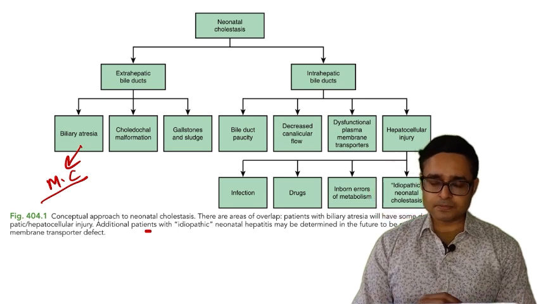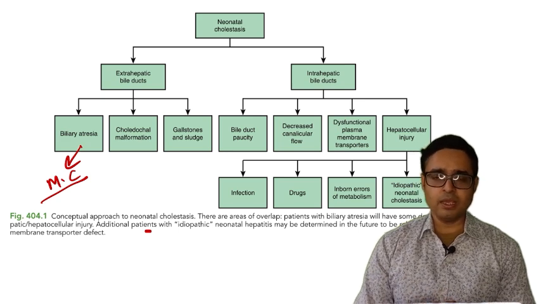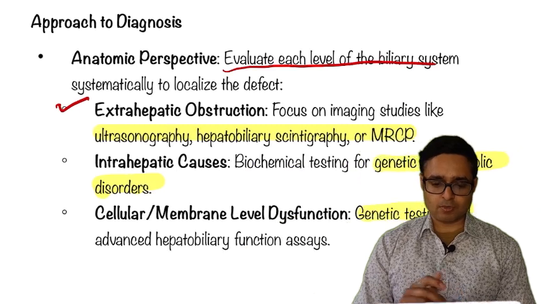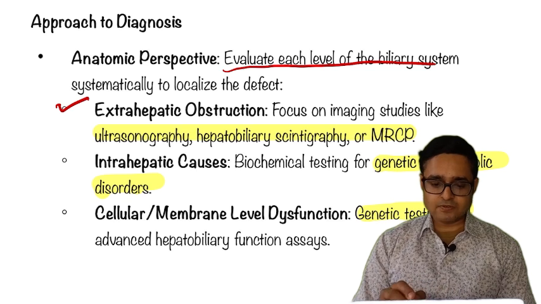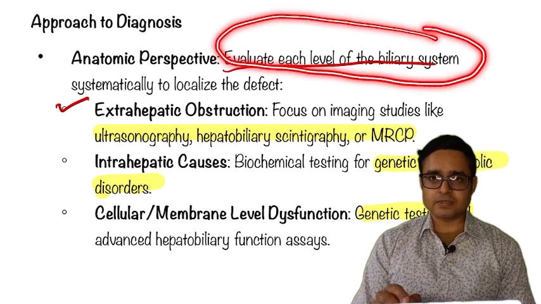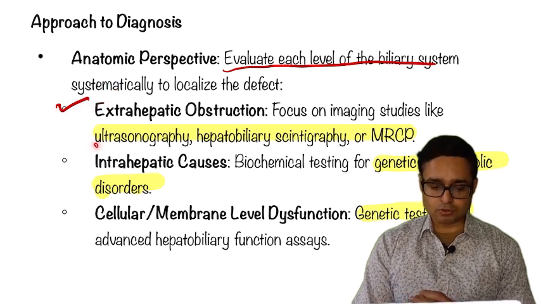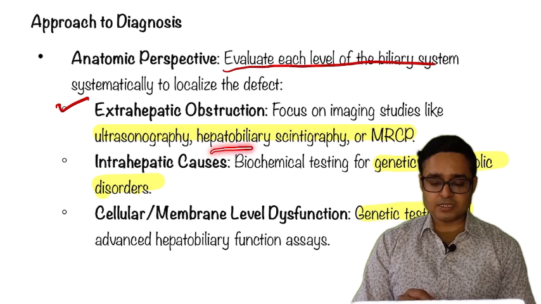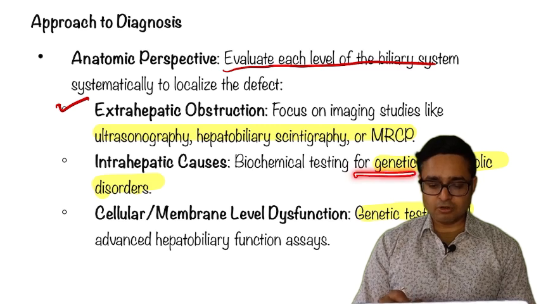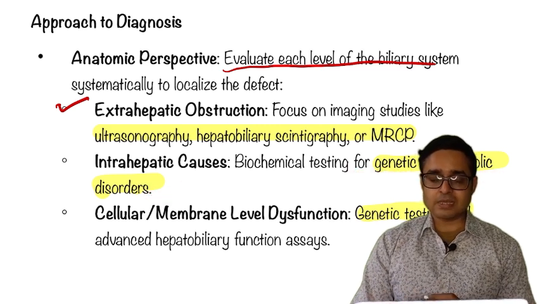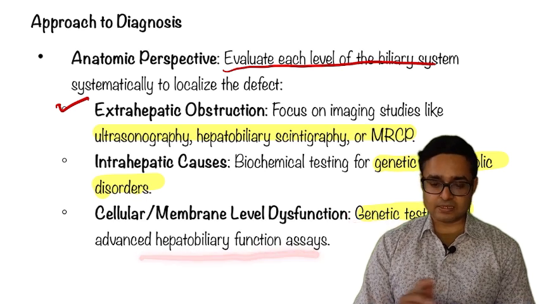Basically, this flow chart simplifies the classification into hepatic or extrahepatic. Extrahepatic is most common, and in extrahepatic, biliary atresia is more common. So how will you approach a case of neonatal cholestasis? As we have seen, evaluate each level of the biliary system at the anatomical level. If it is extrahepatic obstruction, we have to go for sonography, USG, hepatobiliary scintigraphy, and MRCP. If it is intrahepatic, we have to go for genetic or metabolic disorders. If it is cellular or membrane level dysfunction, we have to go for genetic testing and advanced hepatobiliary function assays.